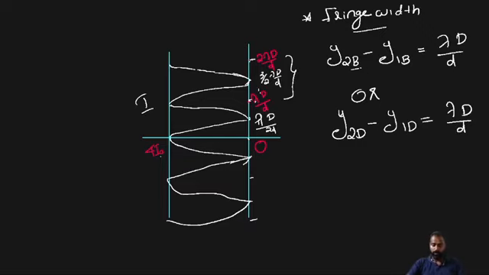So, is there any dependence of this lambda? I can write this fringe term called beta. Beta is lambda D by d.